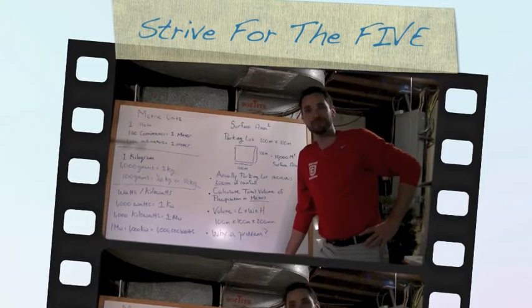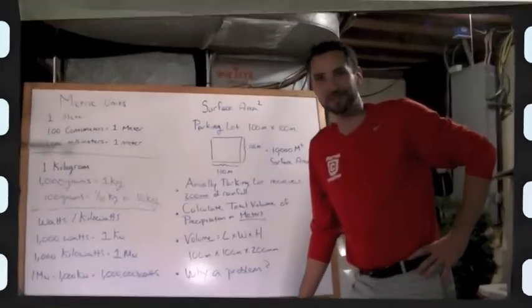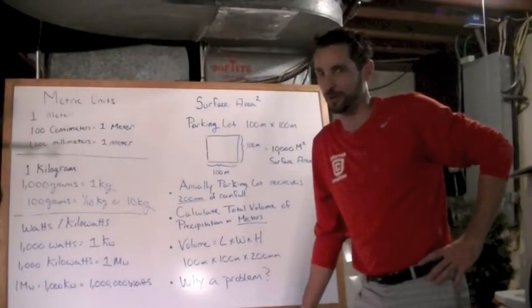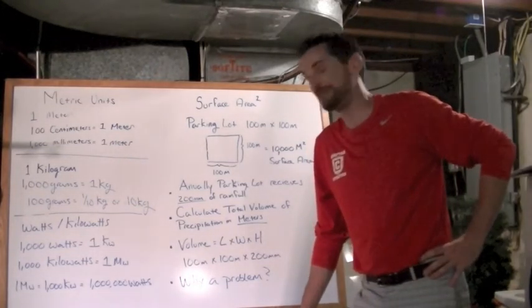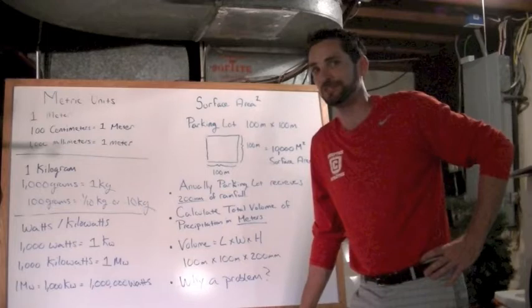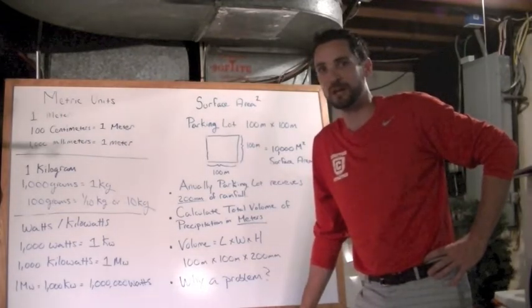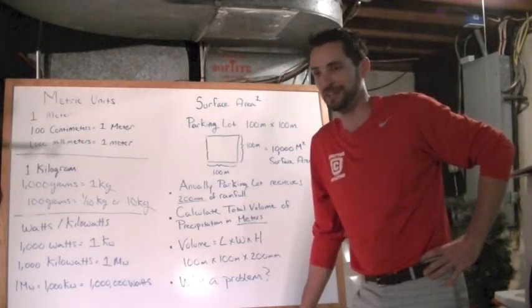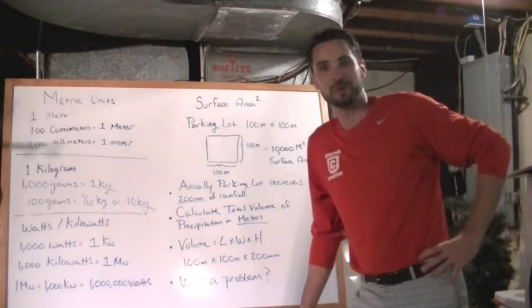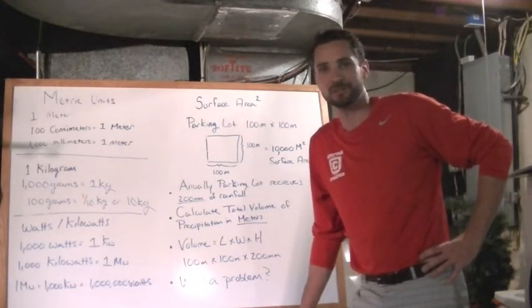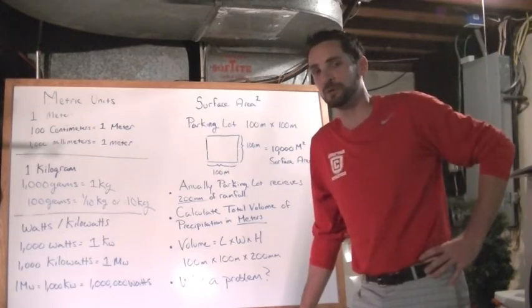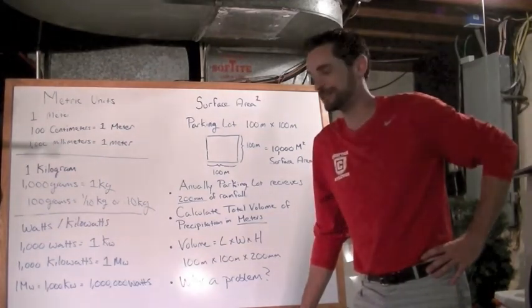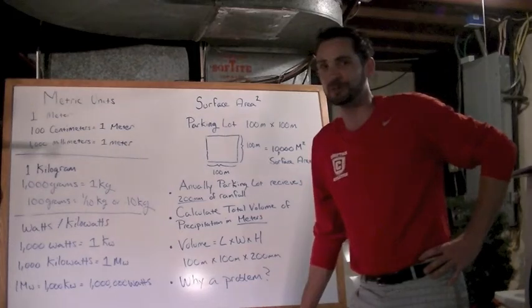I'm calling it the Strive for the 5 video series, guaranteed to raise your AP scores, hopefully. I got this board back here where I wrote down a bunch of math examples using the metric system, such as meters, grams, and kilowatts and watts. I realize you can't see it from where you're watching right now, so I'm going to go behind the camera and narrate you through what I wrote down on both sides of this board. It should take us about 10 minutes to go through everything.